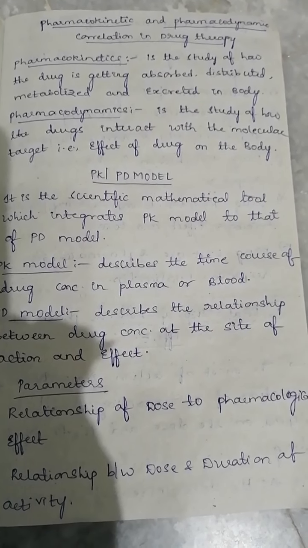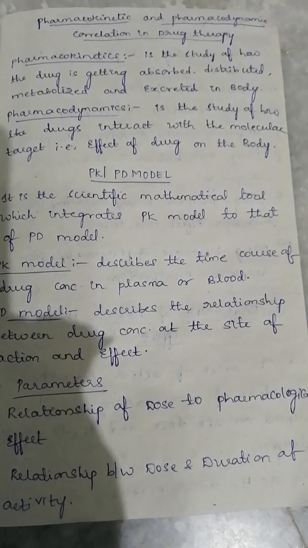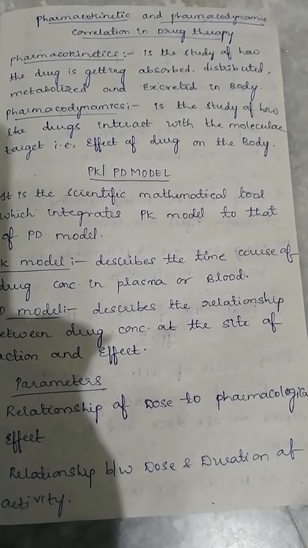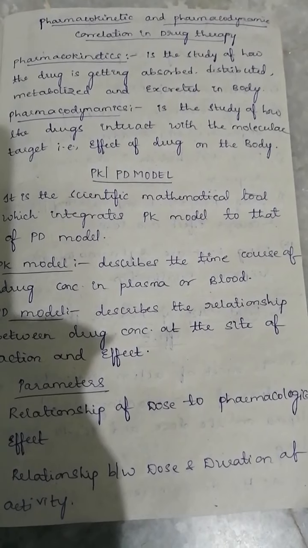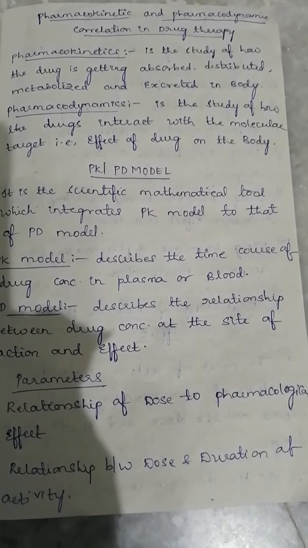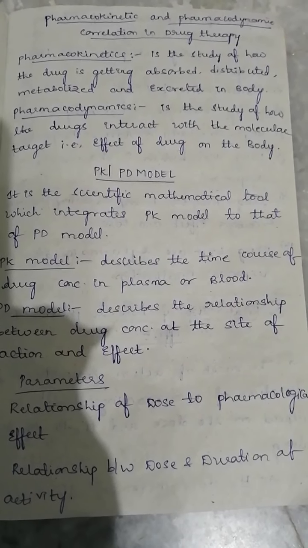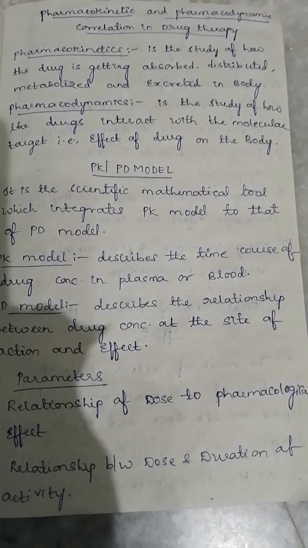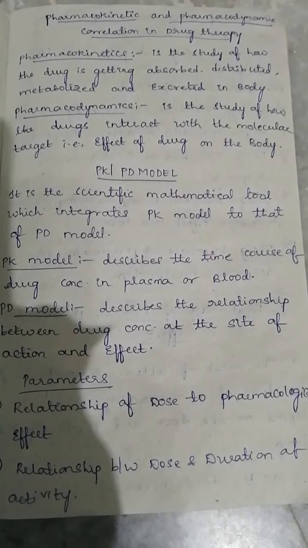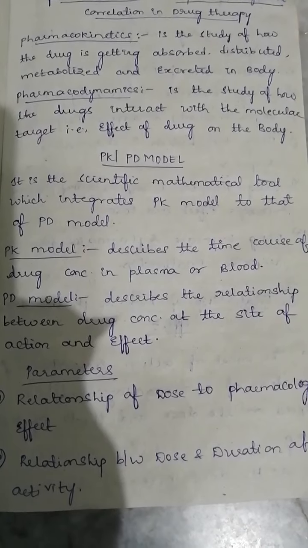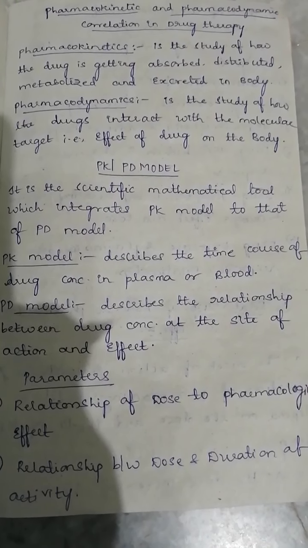So today we will discuss our topic, that is in the fourth unit, pharmacokinetic and pharmacodynamic correlation in drug therapy. So in this you are going to study what are all the parameters which are going to affect your drug therapy. So by taking into consideration pharmacokinetic parameters and pharmacodynamic parameters, how that is going to affect your drug therapy, let us study.